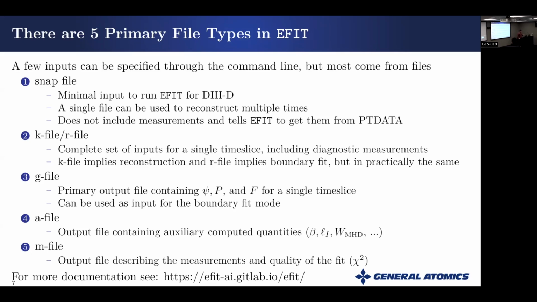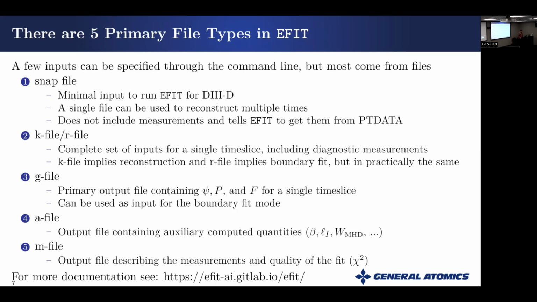Then there's the A file, which contains all these other computed quantities from EFIT, the beta, li, internal energy, and the M file. The M file includes sort of the description of what the measurement values are and how close the equilibrium is to fitting those, and the quality of fit, essentially the chi-squared parameter.